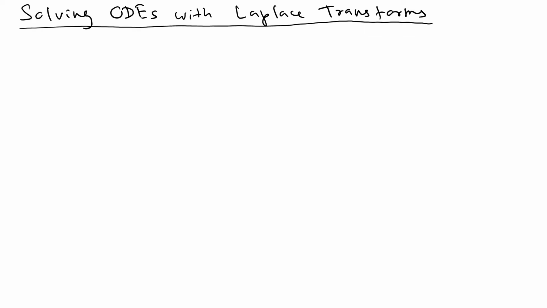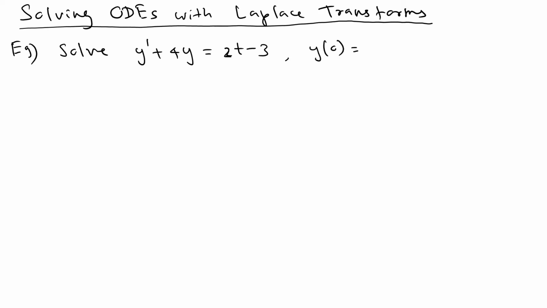So let's start with something easy. I'm going to start with a first order differential equation and see how we can do that. Let's do the first example, example number 1. Solve y prime plus 4y equal to 2t minus 3. It's a first order, so you need one initial condition. If you want to solve completely, let's say y(0) equals 1. You can just put some numbers here.